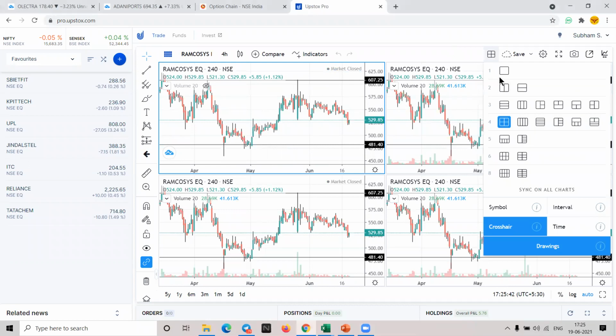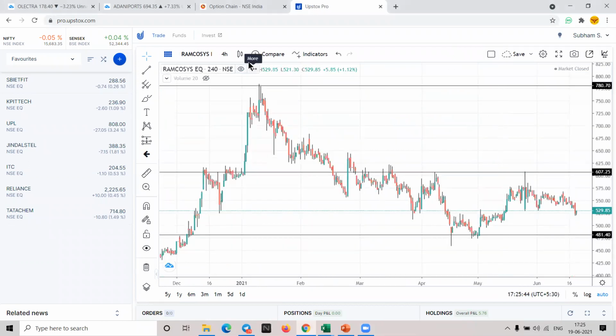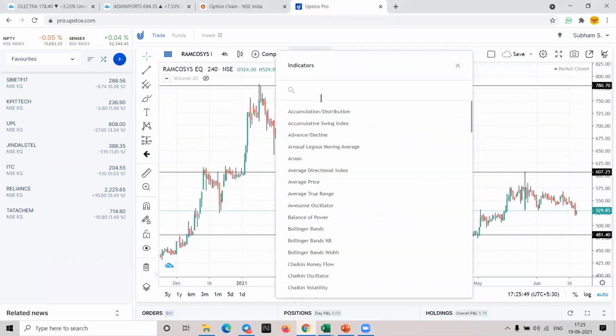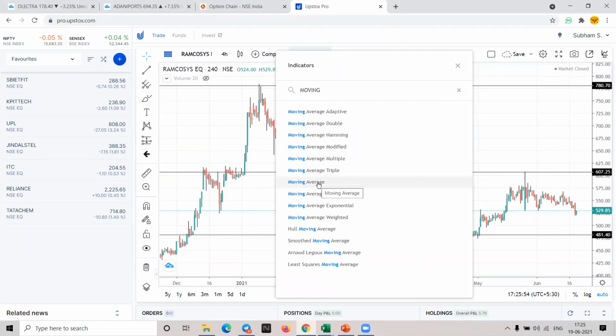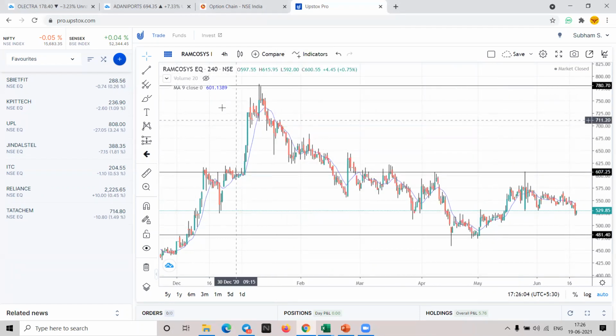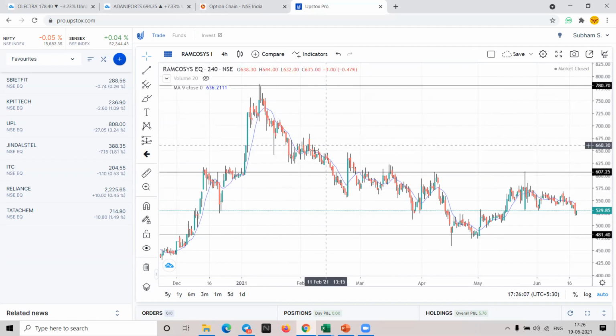What you have to do is apply a few indicators for this strategy. One indicator is the moving average. Just type moving average here and select simple moving average. There are two types, basically exponential moving average and simple moving average. We use simple moving average, and by default when you select it, this type of line will be plotted, which is a 9 moving average.